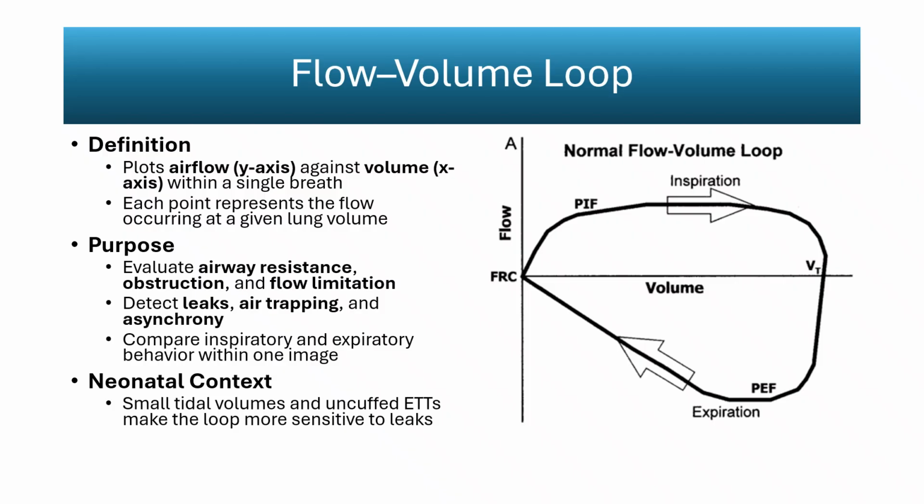In neonatal ventilation, these features are more sensitive because the tidal volumes are extremely small and uncuffed tubes allow gas to escape around the airway. Even minor leaks cause the inspiratory and expiratory limbs to fail to meet, and the overall loop shape becomes distorted. Proximal flow sensors make the loop more accurate by minimizing circuit-related errors.